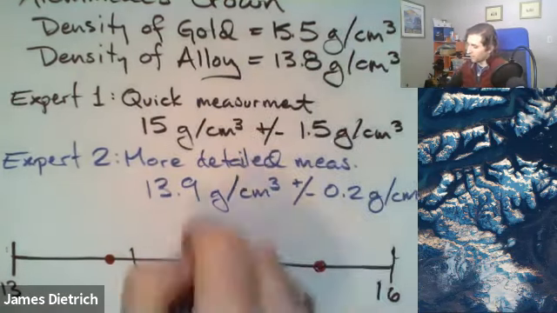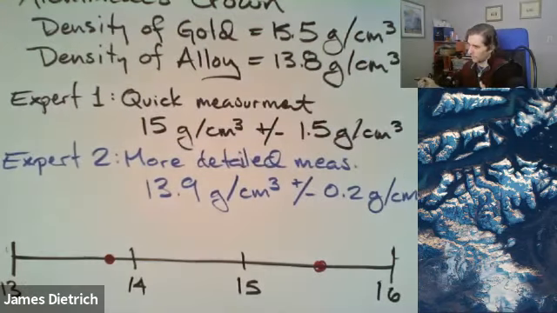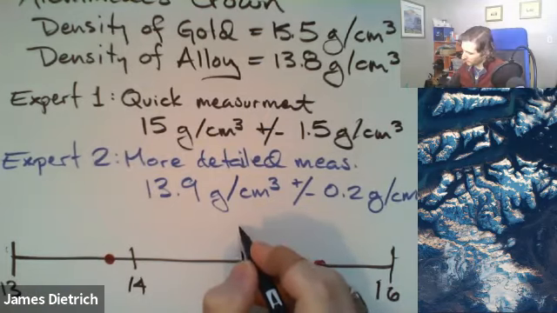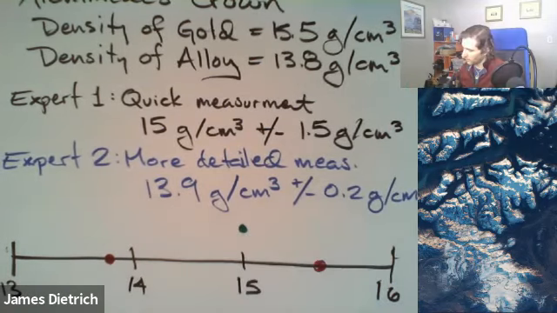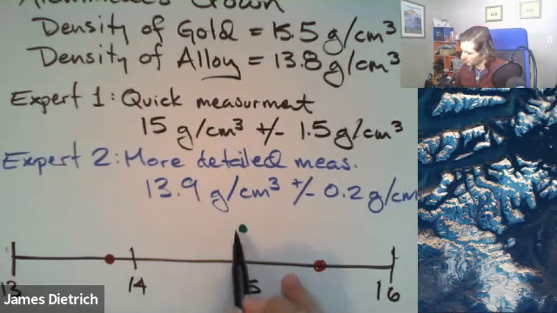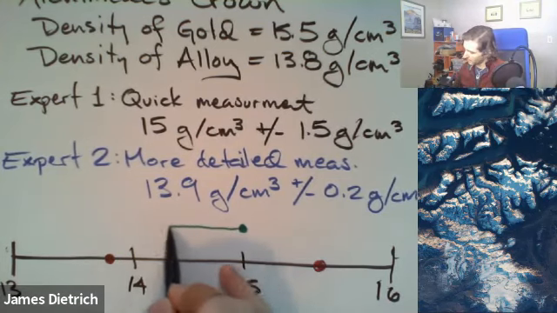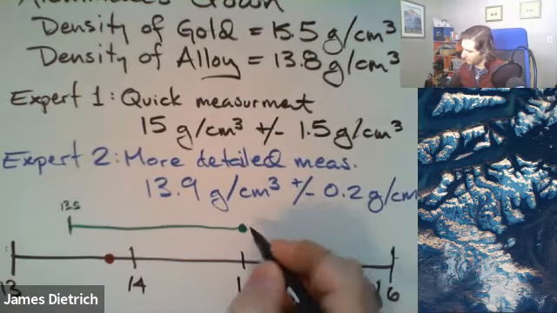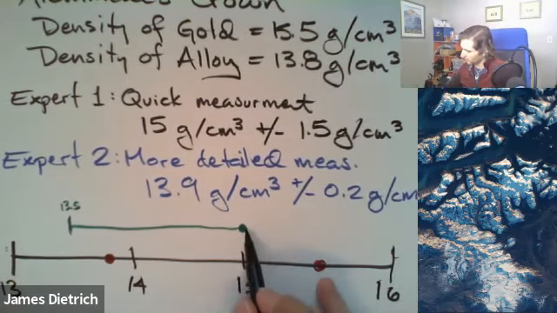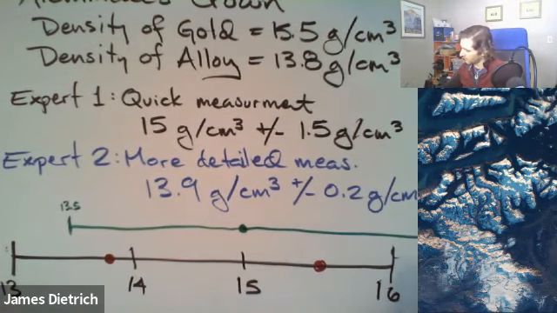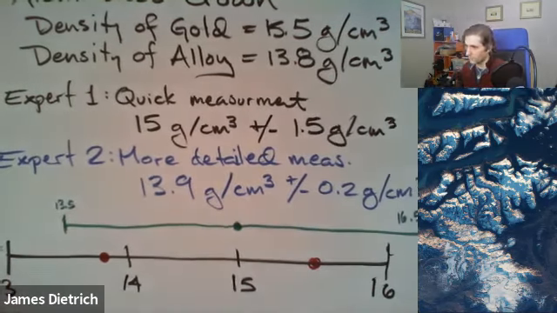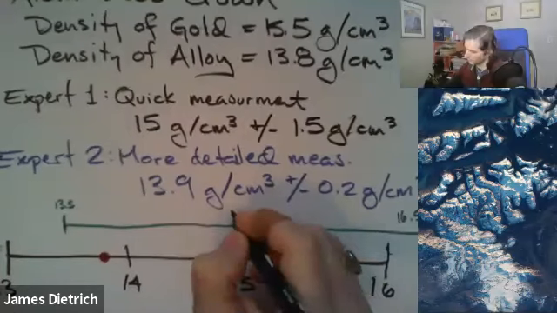If we plot our measurements on here with error bars, expert one comes in at 15 grams, but plus or minus 1.5 grams. Minus 1.5 gets us down to 13.5, and plus 1.5 takes us up off the page here to 16.5. So a fairly large error bar on that measurement from expert one.